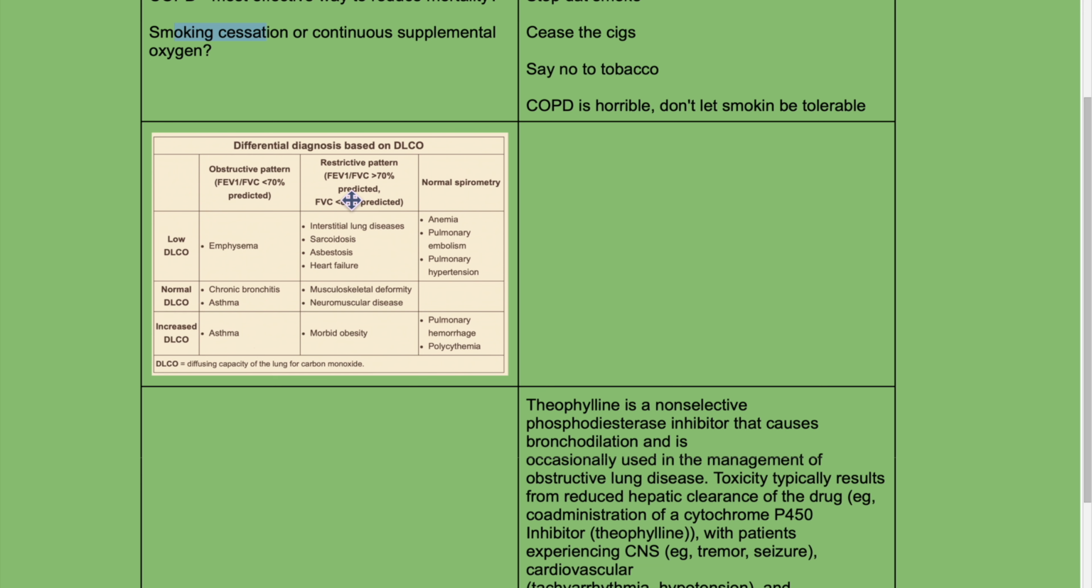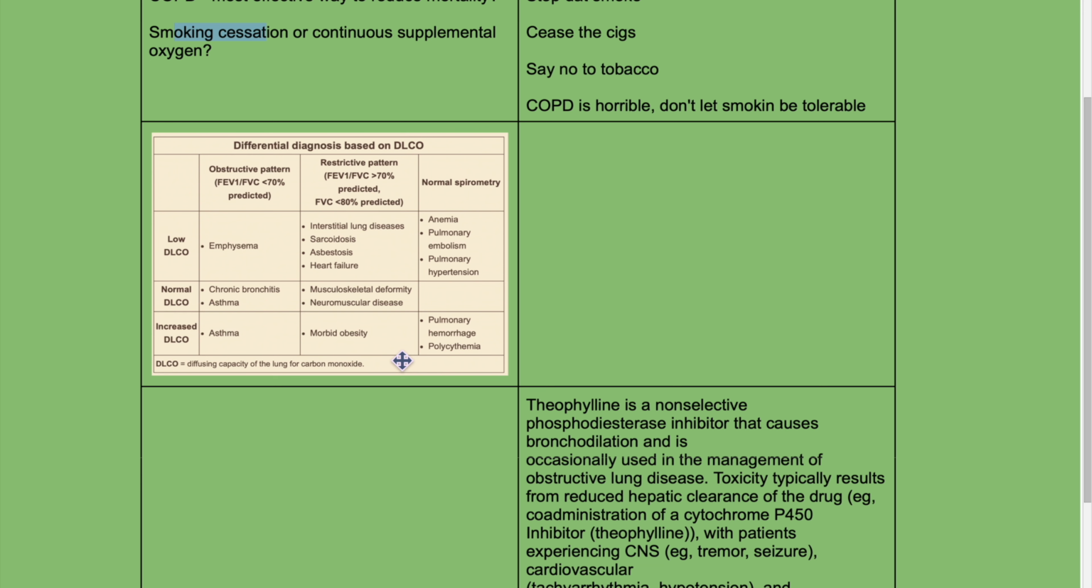If it's a restrictive pattern, with FEV1/FVC more than 70% or FVC less than 80% of predicted, with low DLCO, it is interstitial lung disease, sarcoidosis, asbestosis, and heart failure. Normal DLCO is musculoskeletal deformity, neuromuscular disease. Increased DLCO, morbid obesity.